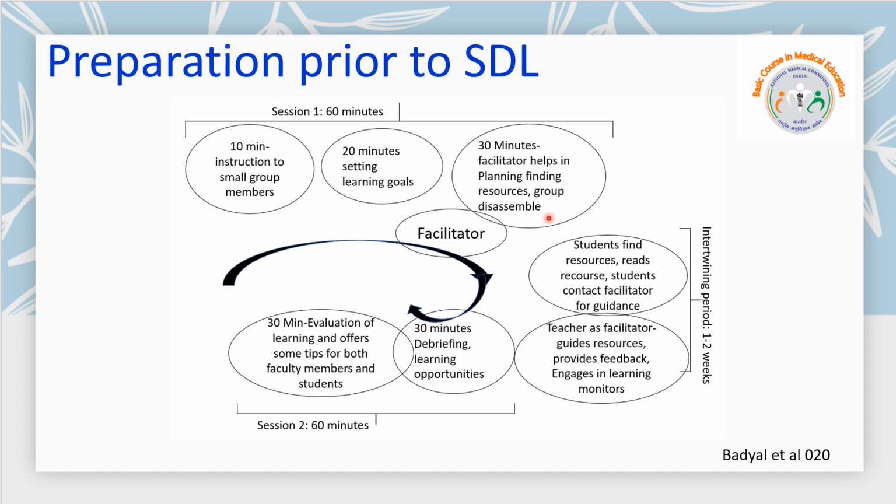So 10 plus 20 plus 30. That is the first session, session number 1. Then there will be a gap period of 7 days, ideally 1 or 2 weeks. So on the next Monday or the Monday after, students will do another session of 60 minutes.